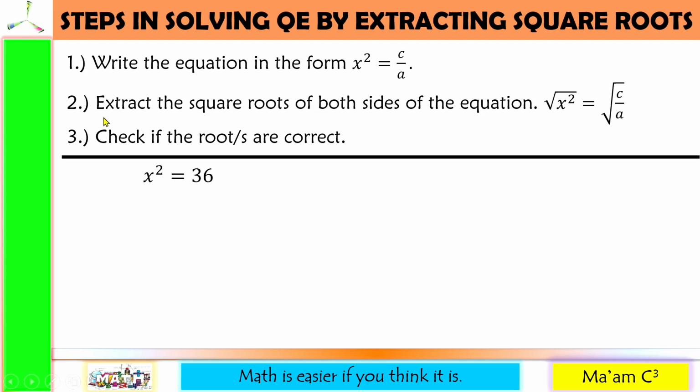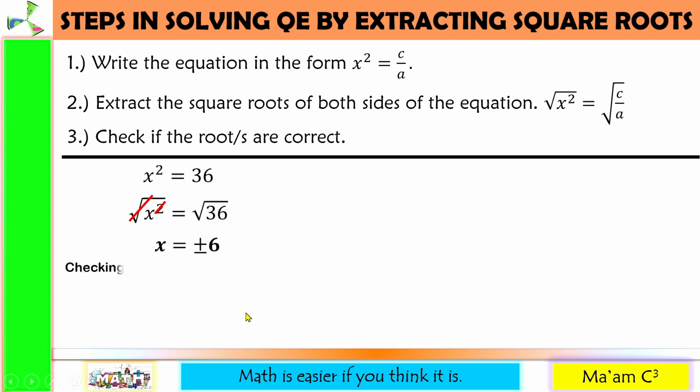Let us proceed to step 2, extract the square roots of both sides. This radical symbol here and this index will simply cancel out. Remember that if your c is greater than 0, then you are expecting two real solutions or two roots. Those are positive and negative. The square root of 36 is 6, so we have x is equal to positive and negative 6.